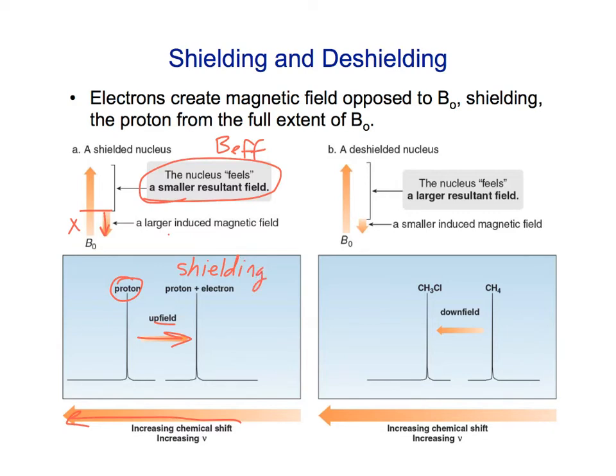Okay, when it moves to the right, it's being shielded. If this local magnetic field was much smaller, like it is here, then the nucleus would feel this larger B effective, and the signal would absorb a higher frequency light, because the larger the magnetic field, the bigger the energy gap, the higher the frequency of the light that's absorbed. So this would be called deshielding.